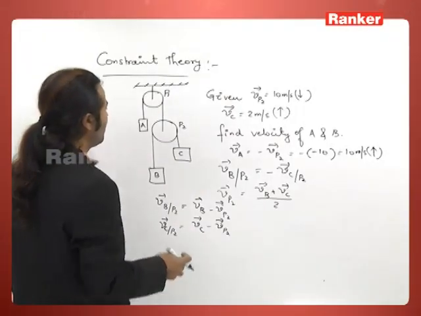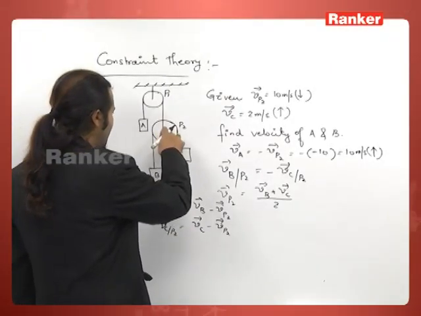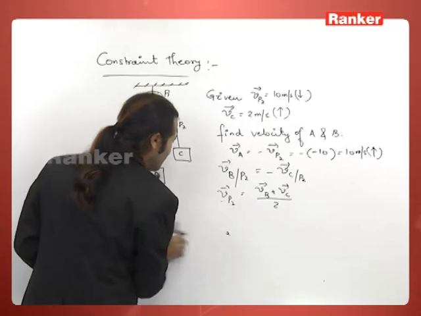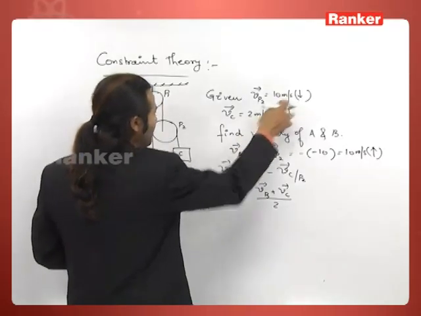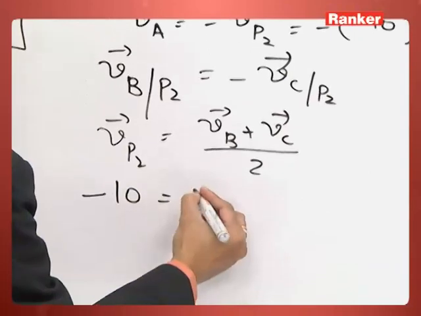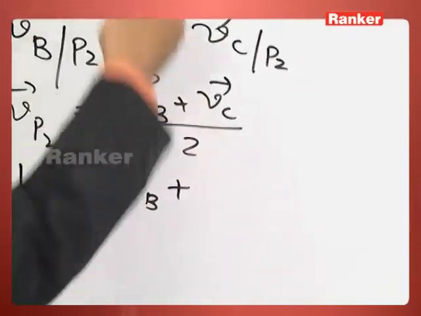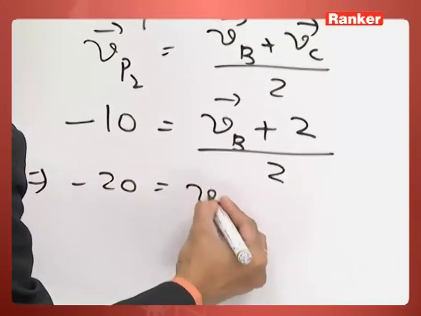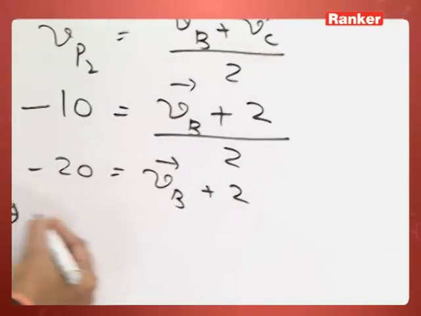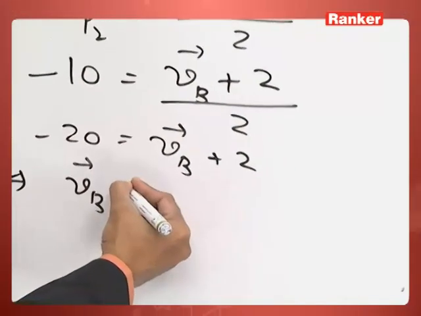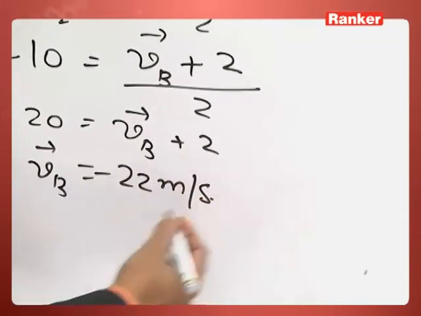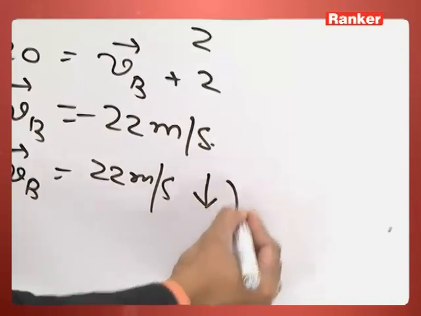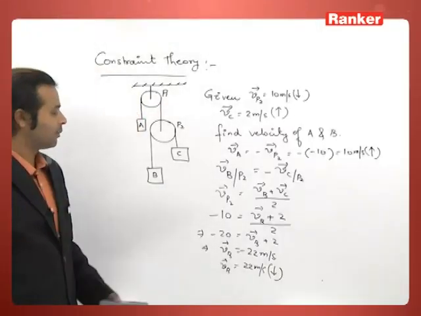I have already taken the velocity of P2 as 10 meter per second in the downward direction, so here I can directly substitute. Velocity of P2 is given as 10 meter, so minus 10 is equal to VB plus VC. VC is given 2 by 2. I can write directly minus 20 equals VB plus 2, or VB equals minus 22 meter per second, or VB is equal to 22 meter per second downward direction. I get this answer in this way.